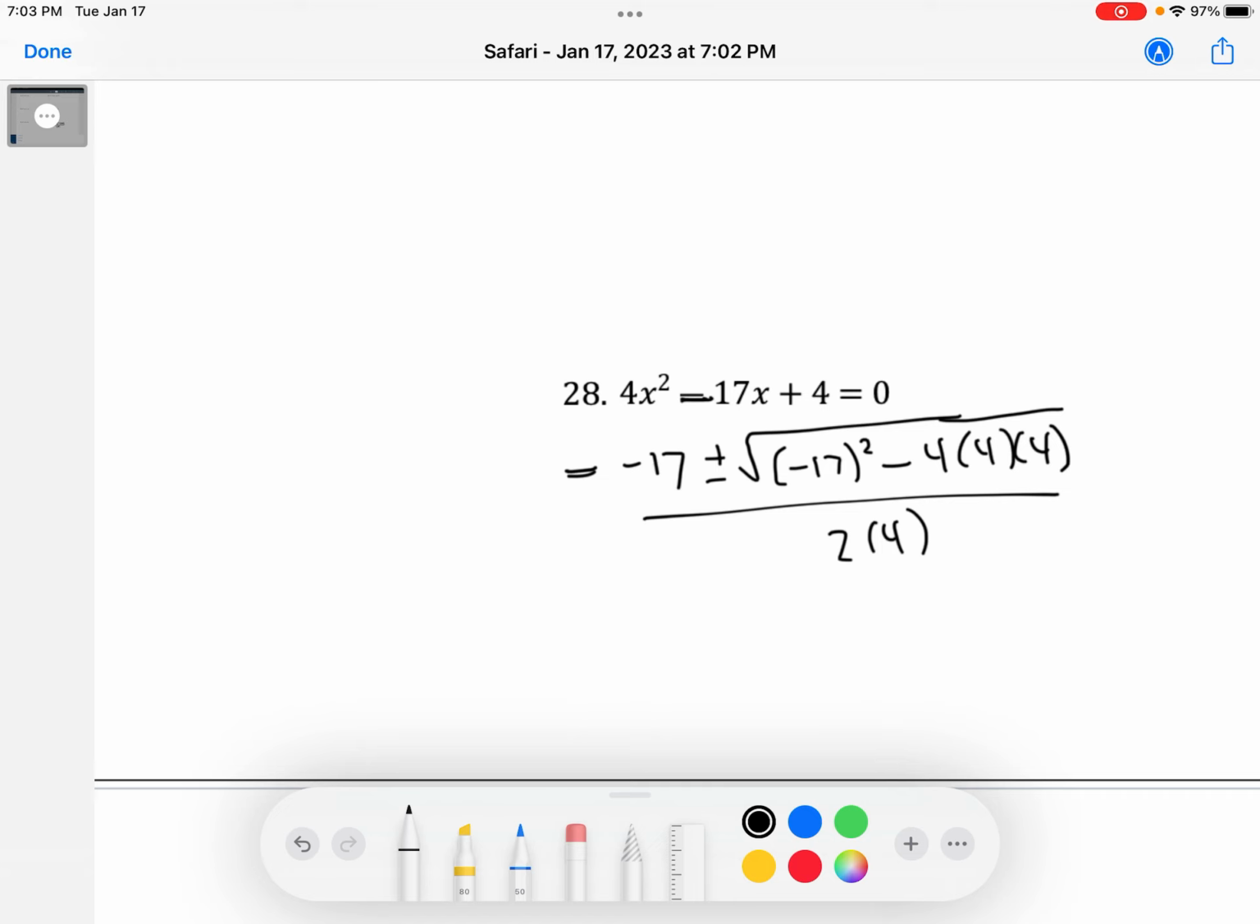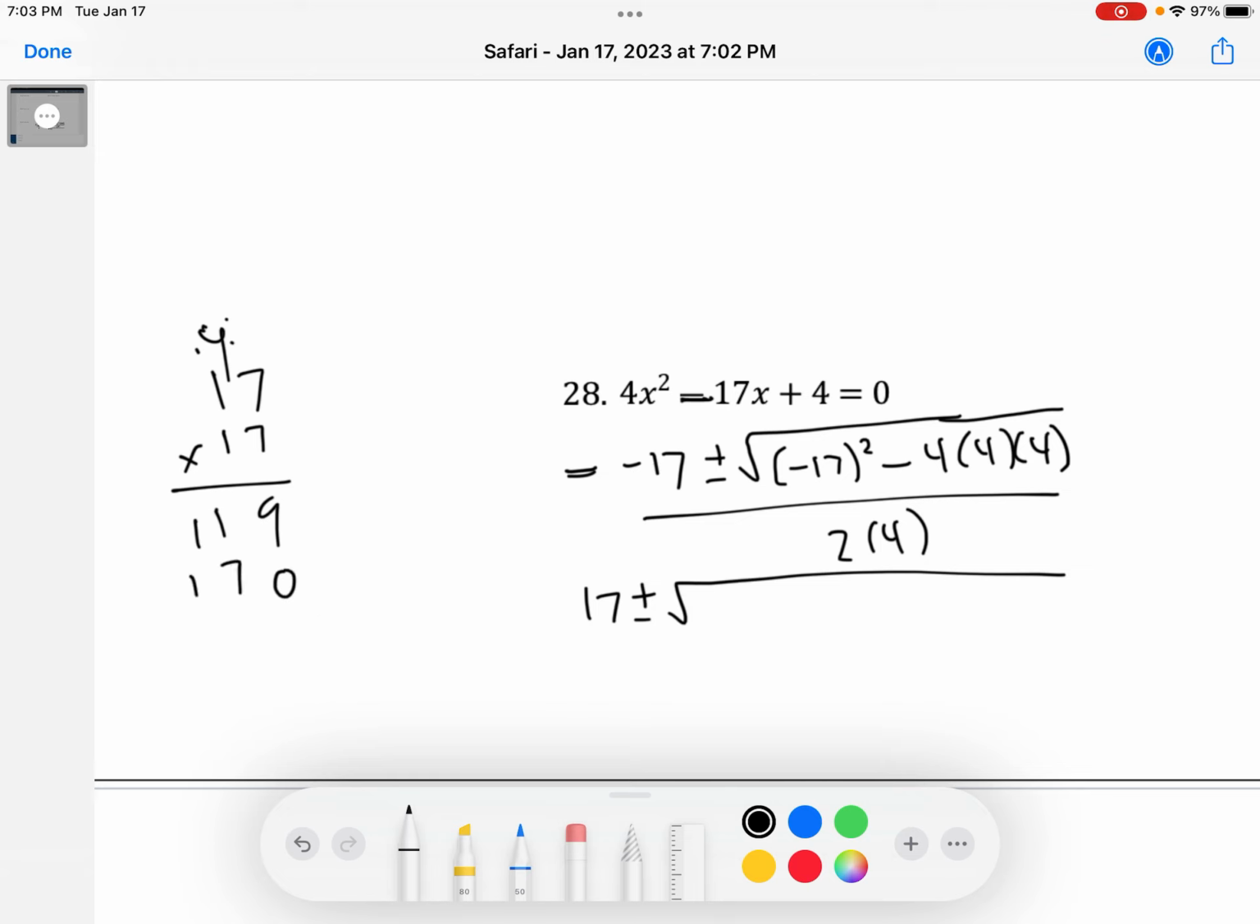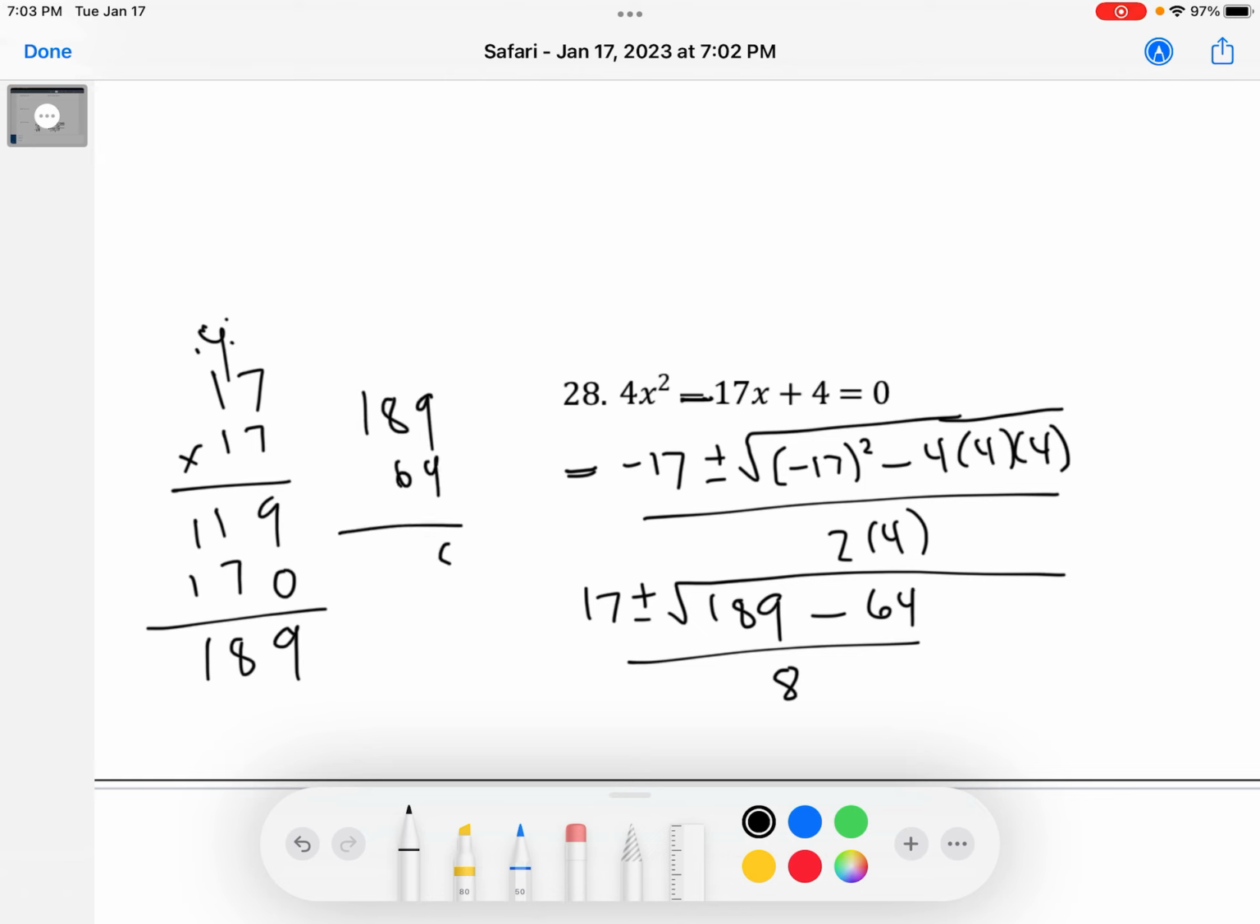Okay, so negative negative 17 is positive 17. We'll just write 17, plus or minus the square root. What's 17 squared? 289. That sounds familiar. 289. 4 times 4 times 4, I'm pretty sure is 64, all over 8. Okay, 289 minus 64. What's that going to be? 225? Oh, that's a nice happy number. Square root of 225 all over 8.